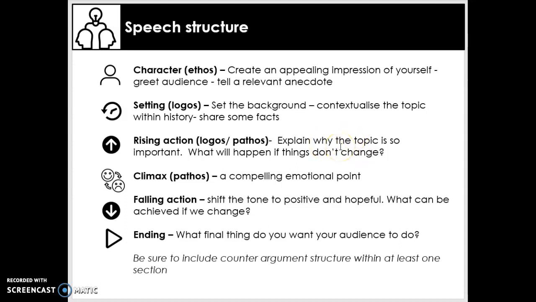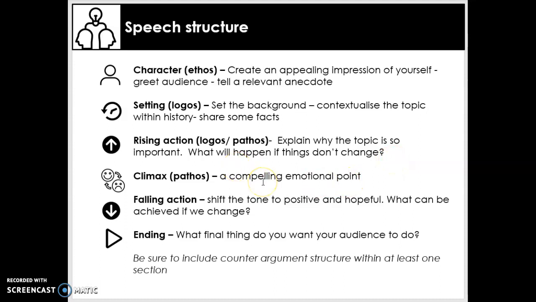So if you're delivering a speech about why we should do more to protect the environment, you can explain some facts about the current issues with the environment, the fact of how much damage is being done and what horrors lay in store for us if that doesn't change.